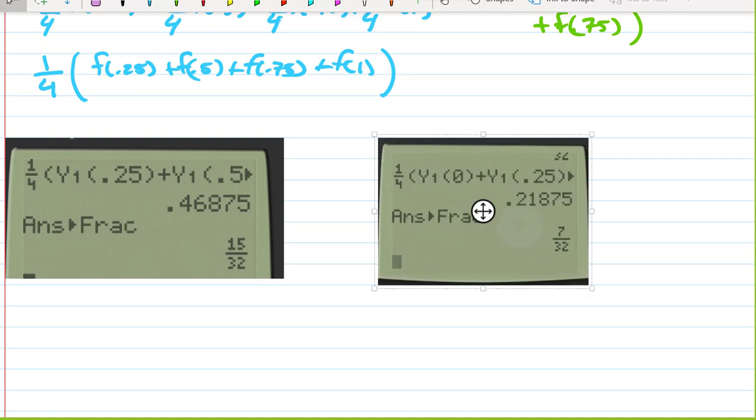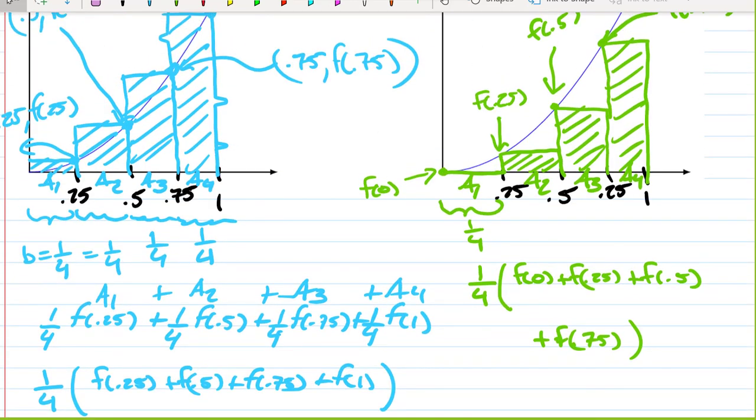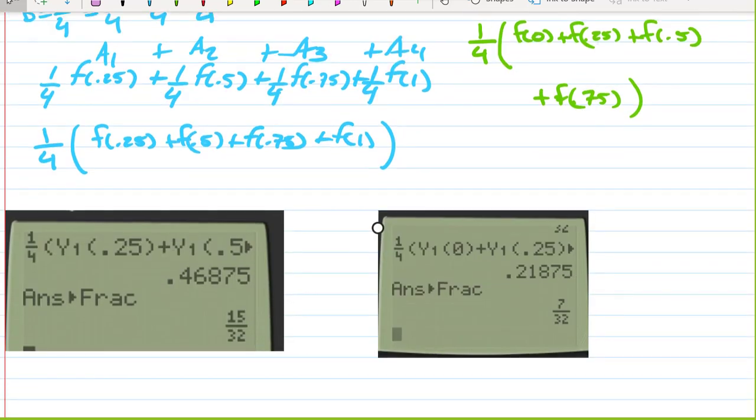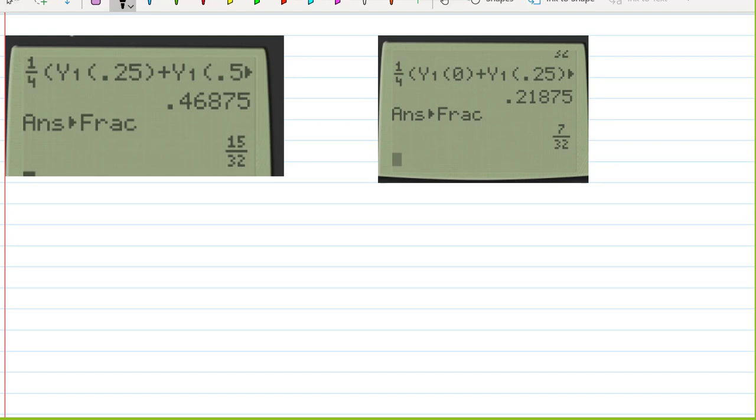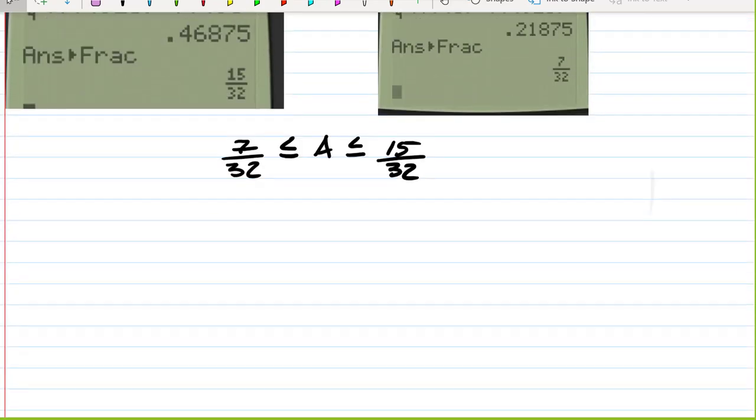So then the picture on the left was an overestimate, and the picture on the right is an underestimate, and we're trying to find the area. So based on that, we know that the area has to be less than or equal to 15/32, but it also has to be greater than or equal to 7/32.